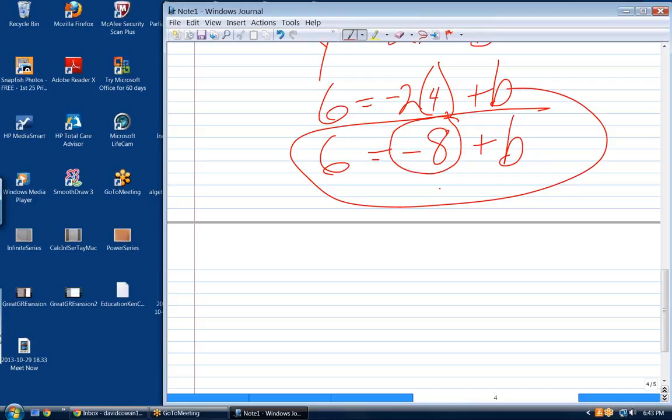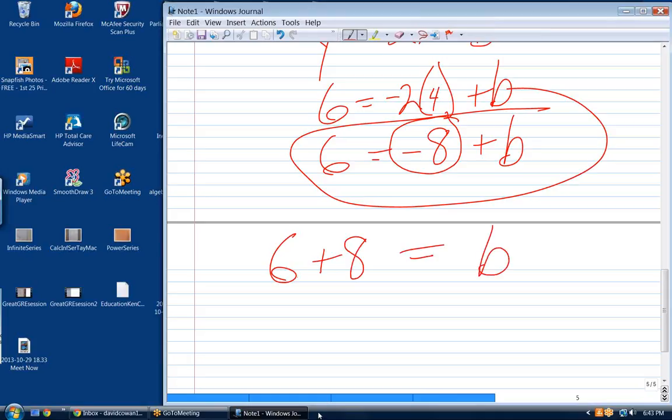what they teach you in school is to add 8 to both sides. The way I do it, if I want to move that to the other side, I just do it and change its sign. So if I'm going to move the minus 8 to the other side, it's going to be 6 plus 8. So we've solved for b.